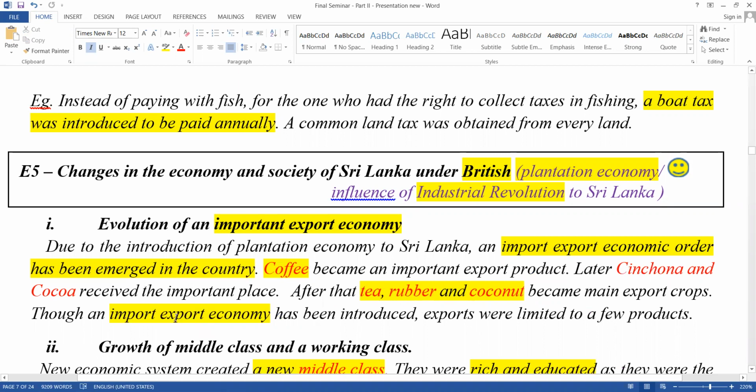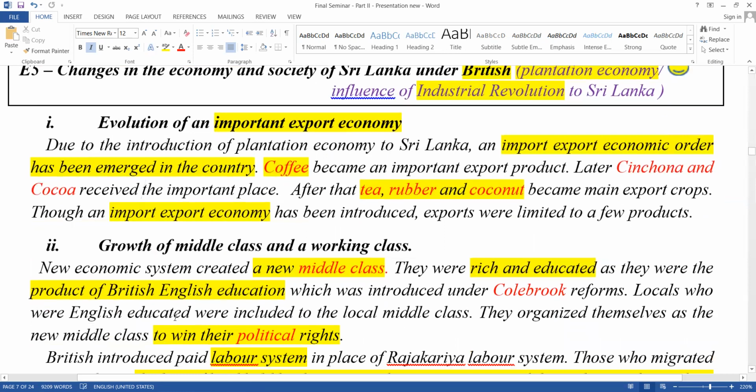Import-export economy has been introduced because of this influence. Growth of a middle class and working class, that's a social change. Import-export economy comes under economic change. Middle class and working class.